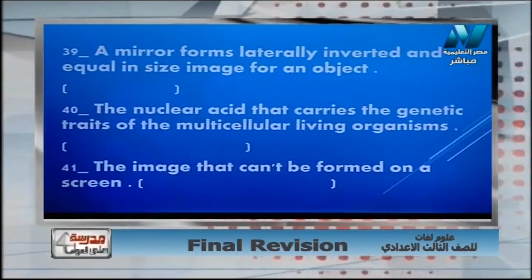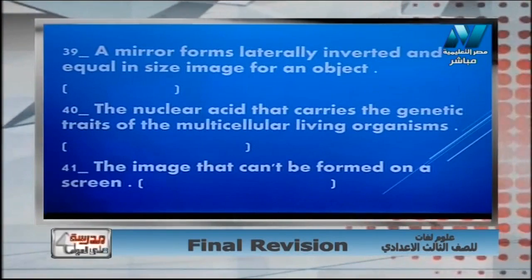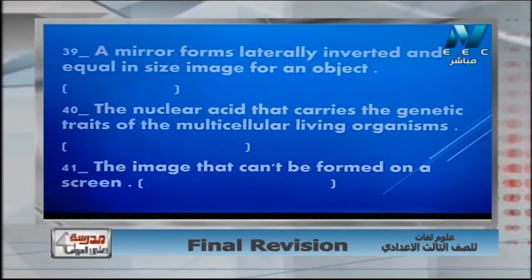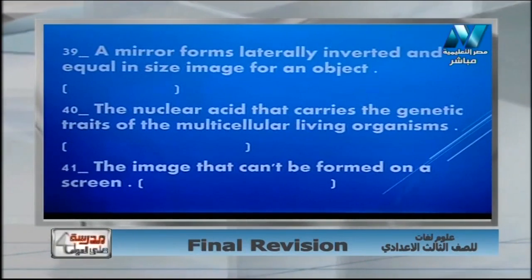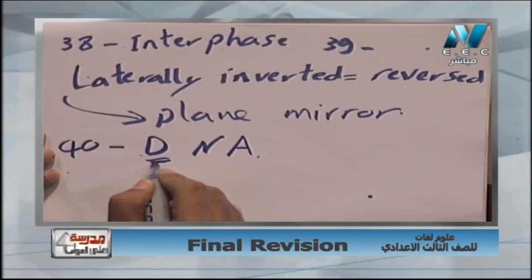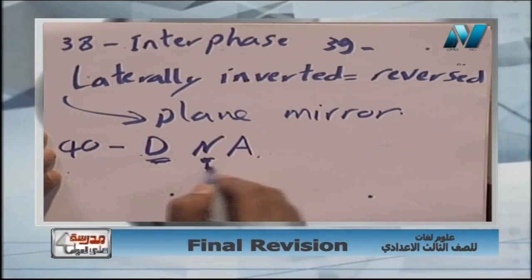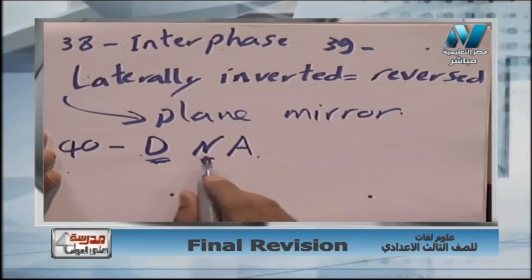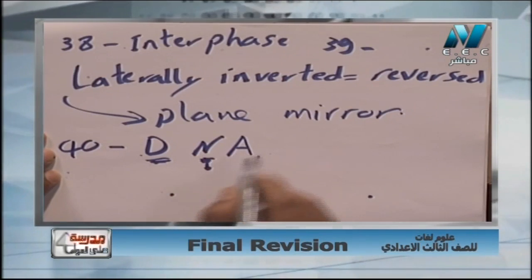Number 40, the nuclear acid. Okay, it's clear from the two words. Nuclear acid that carried the genetic traits. But what's meant by nuclear acid? It is DNA. The D comes from deoxyribo, N is the word nucleic, A is the abbreviation of acid. Nucleic acid or nuclear acid, it is DNA.